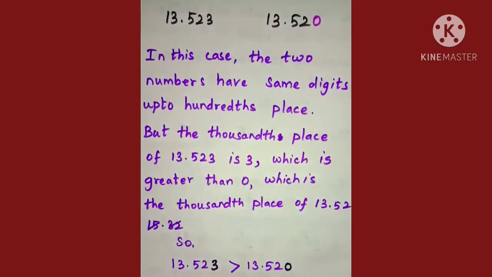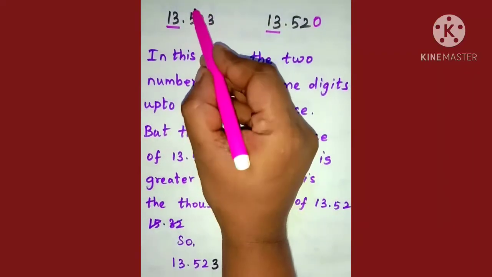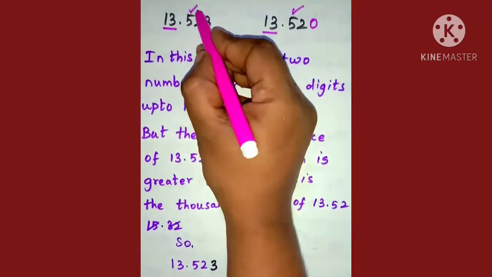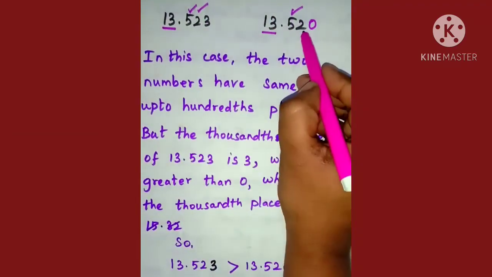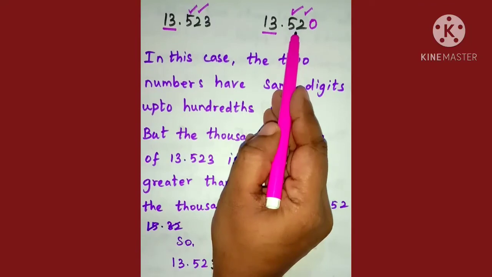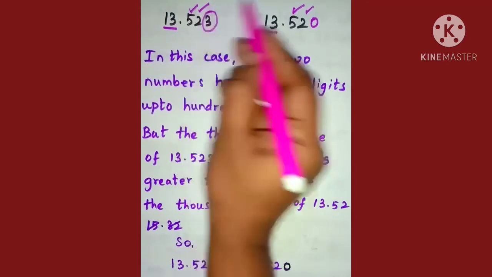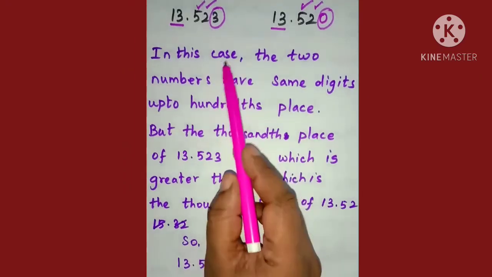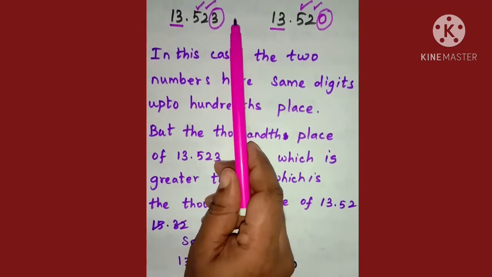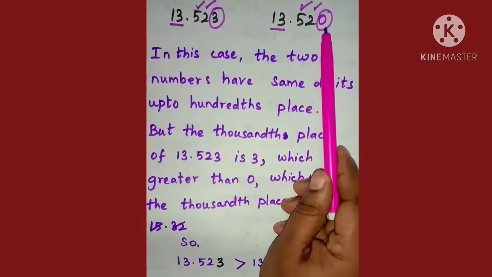So here the whole part is 13 and here is 13. It is the same. The 10th place here is 5 and in the second number is also 5, and the 100th place digit is 2 and here 2 is in the 100th place. So from the whole number to the 100th place the digits are equal. So now we are going to compare the 1000th place. Here the digit of the 1000th place is 3 and in the second decimal number the thousandth place is 0.